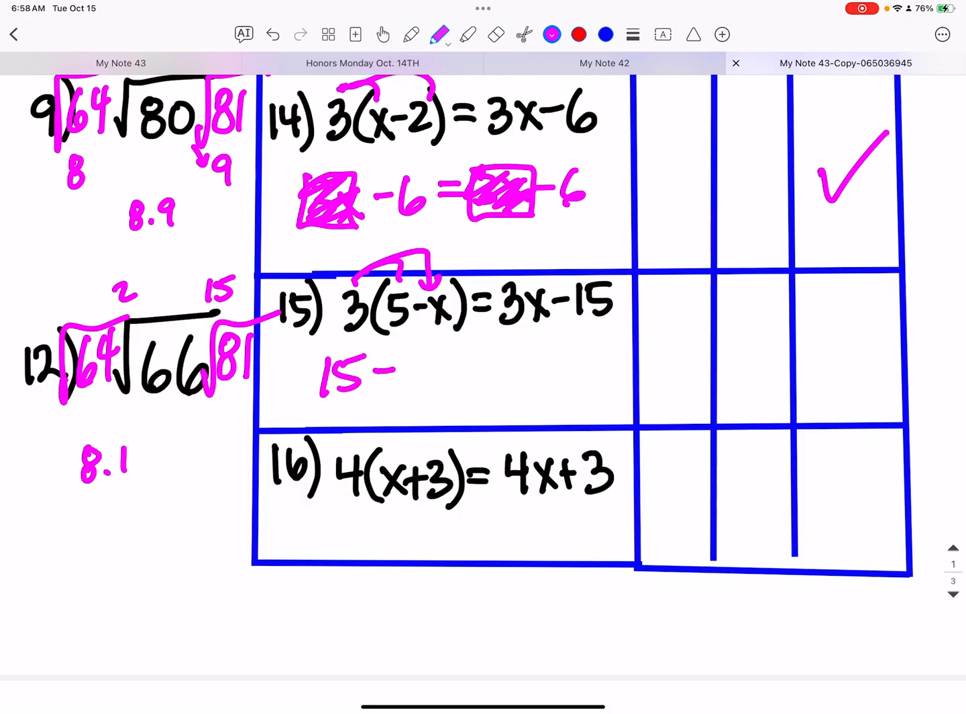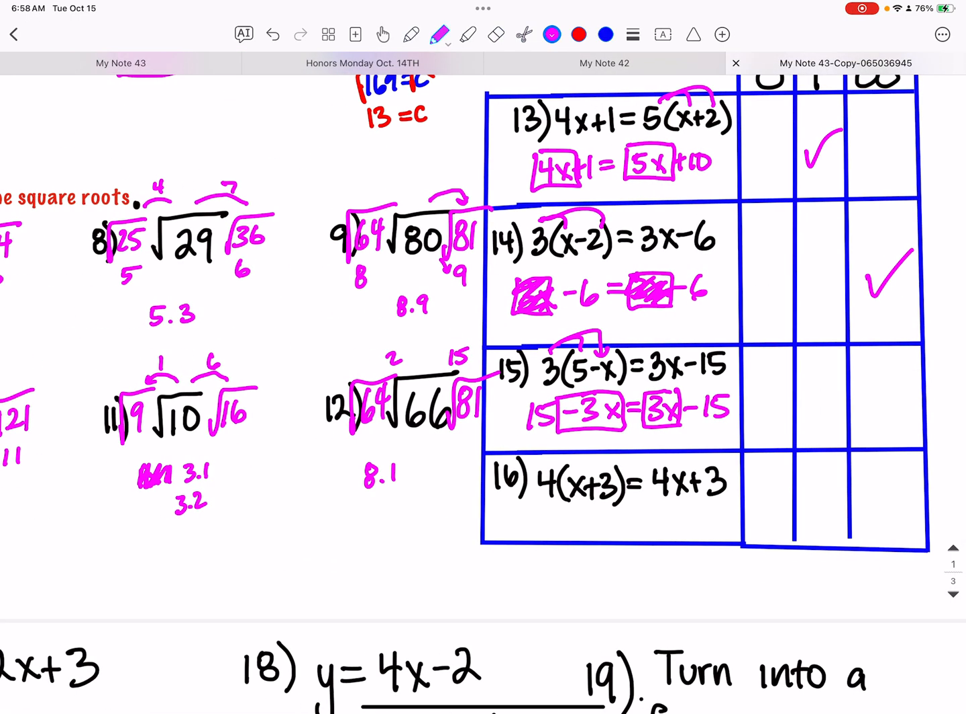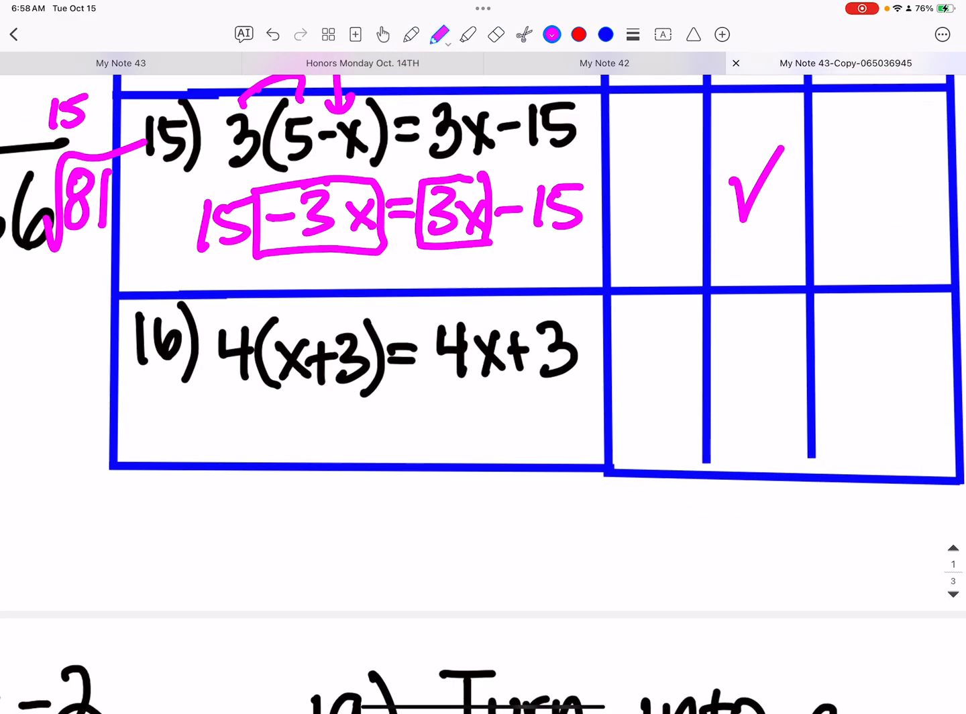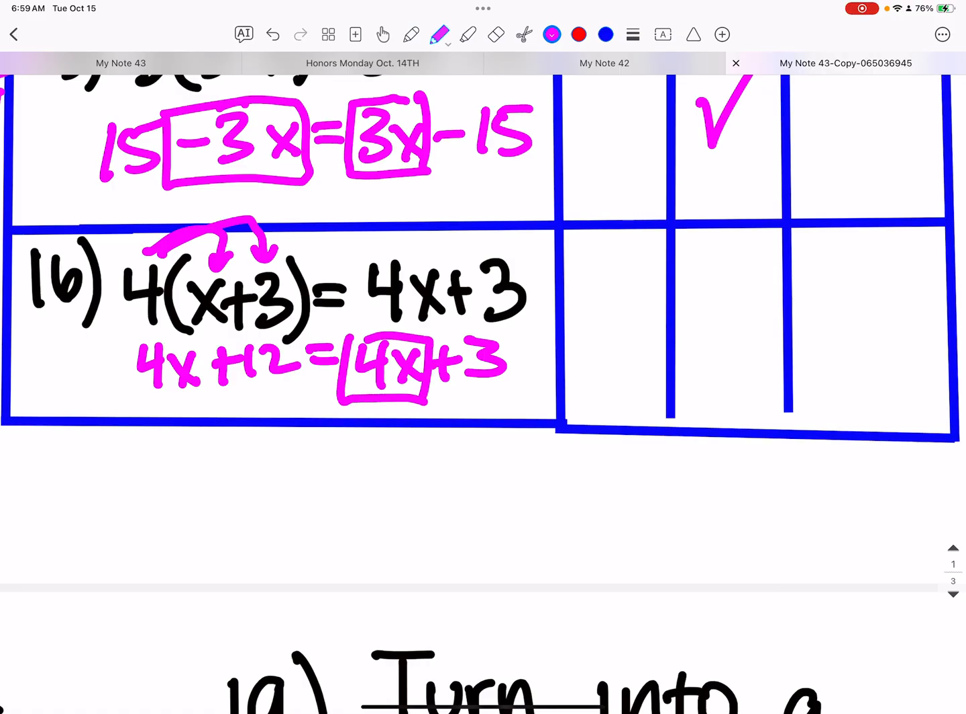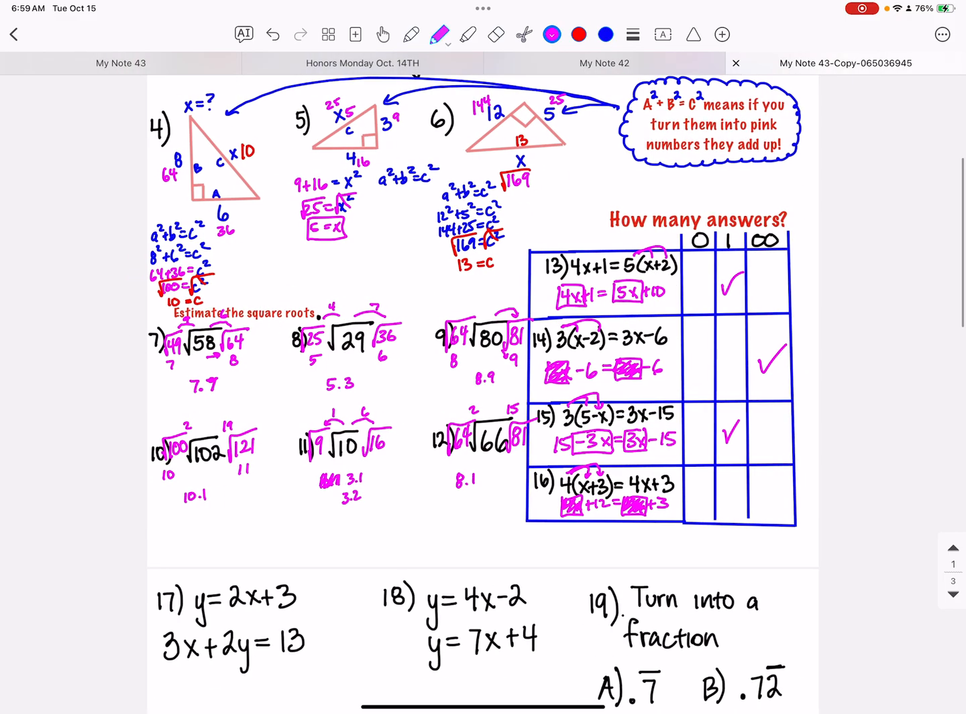3 times 5 is 15. 3 times negative x is minus 3x equals 3x minus 15. Let's see, this is 3x's, that's negative 3x's. They do not cancel out. This is just a normal old problem. 4 times x equals 4x. 4 times 3 equals 12 equals 4x plus 3. The 4x's will cancel out. And does 12 equal 3? No, it does not, never.